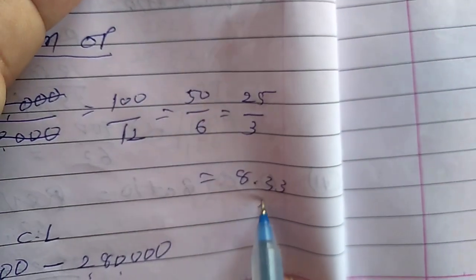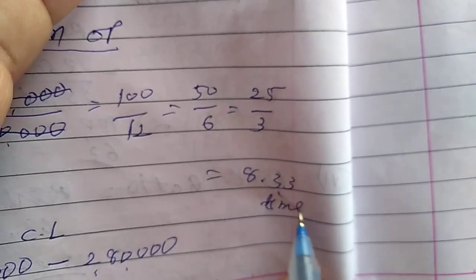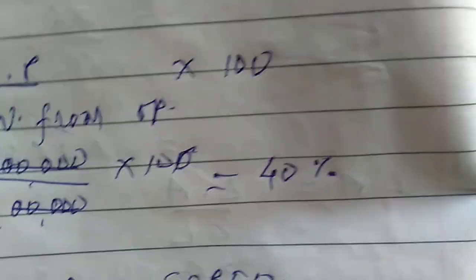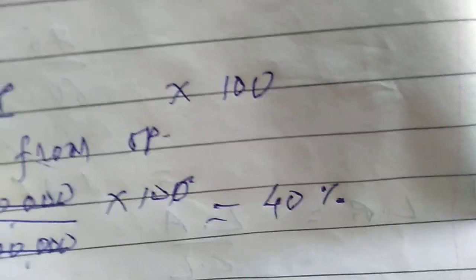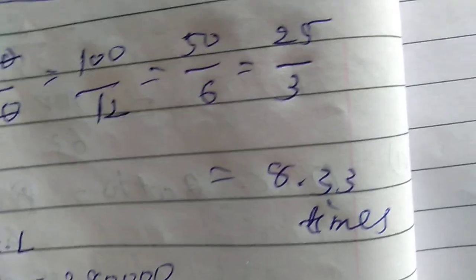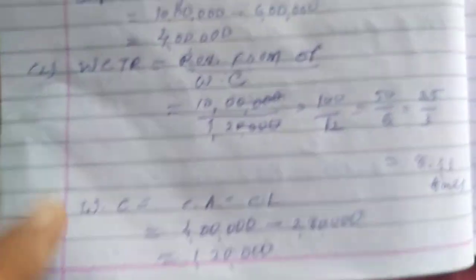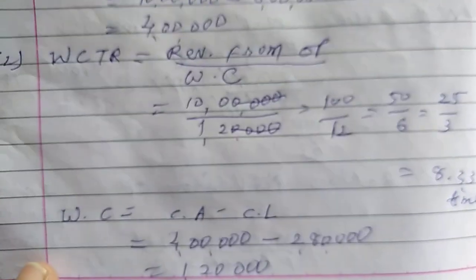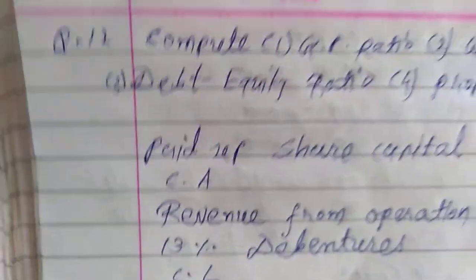So in the answer, behind the answer, what do we write? 8.33 times. Because here in profitability ratio we have written percentage after the answer, and here times. So working capital turnover ratio is 8.33 times. Now the third one is debt equity ratio.